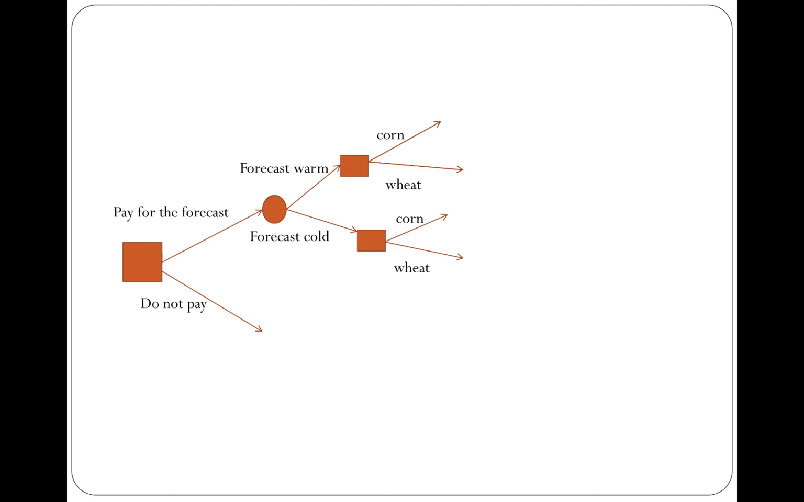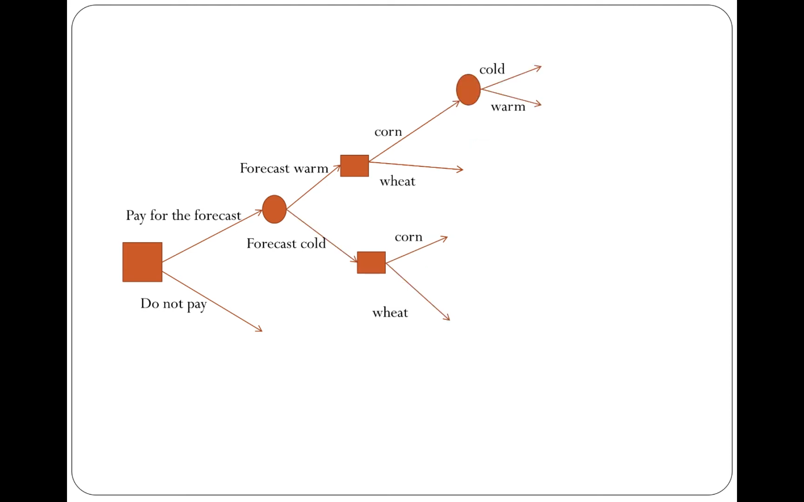What would be the outcomes that we will observe? If we plant corn in that year, then the weather may turn out to be cold or warm. Similarly, if we plant wheat, then the weather may turn out to be cold or warm. And we know that under each one of these scenarios, we are going to observe a different yield. And similarly here, if the forecast says cold and we still go ahead and plant corn or wheat, we may observe any weather condition in the actual year, and our yield will be different under different weather conditions.